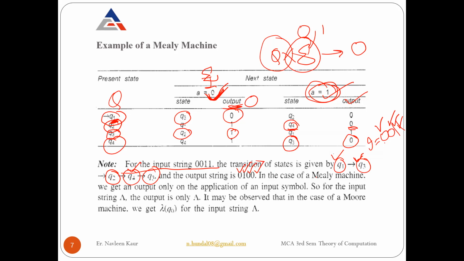Okay. So in case of a Mealy machine, you get the output only on the application of an input symbol. This is the input symbol, this will be the output. This is an input symbol, this will be the output. Okay. So this is the final output string generated. If this is the input given to you, what is the final output string generated? It is 0, 1, 0 and 0.